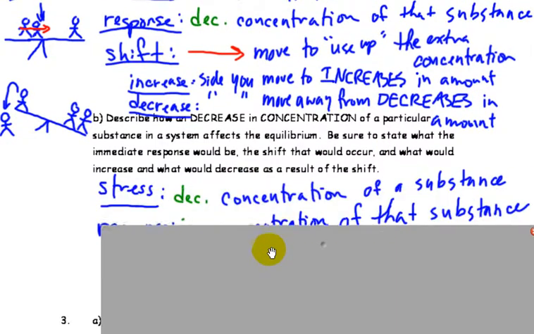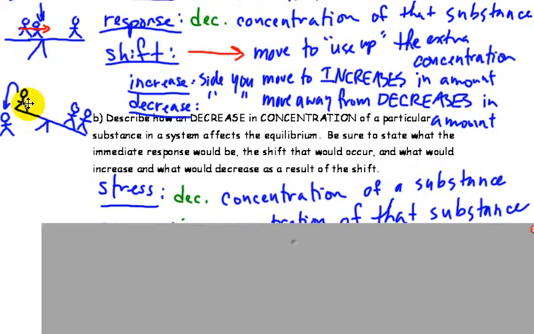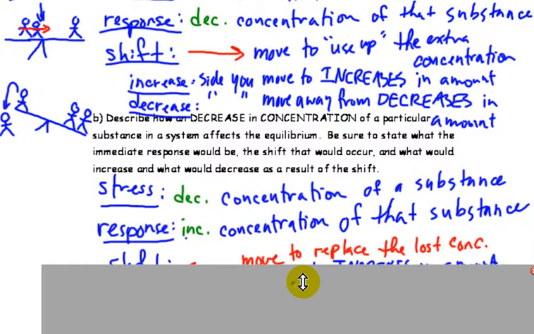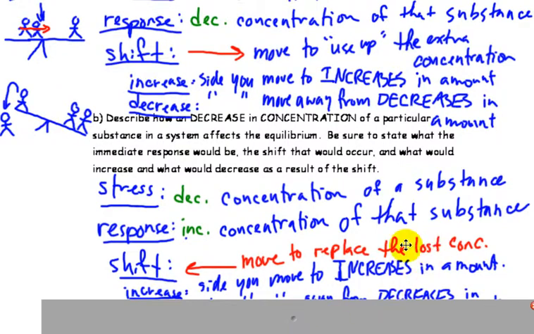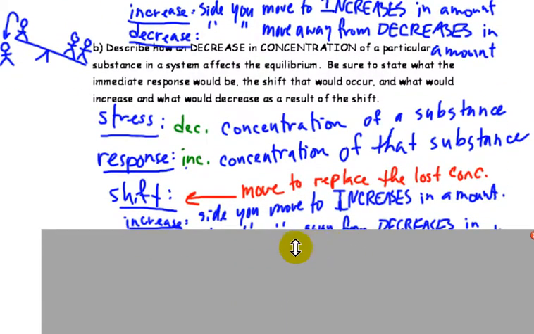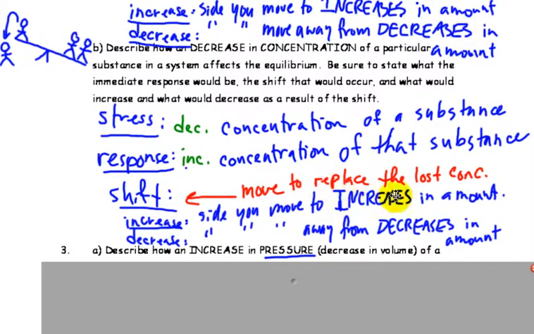So if we look at the stress of decreasing the concentration, so in other words, if I remove something, you can see it's out of balance. It's going to be too light on that side, so to speak. So the response is to increase the concentration of what was removed. So to replace what was lost. So of course on this one you'd see that the people would move in the direction to replace what was lost. So move in the direction that replaces what was lost, and as a result the direction that you move to will increase in amount. The side that we're moving away from will decrease.